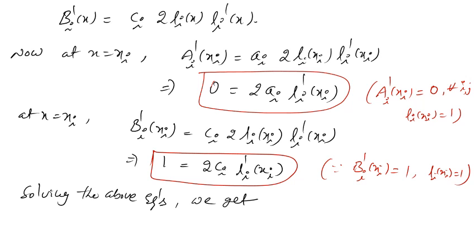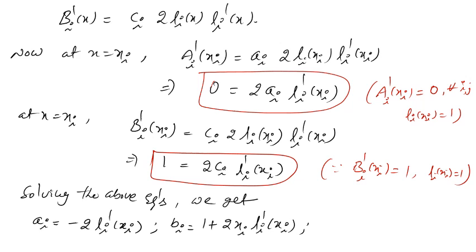Solving the above equations, we get ai equal to minus 2 li dash of xi, this is ai. Bi equal to 1 plus 2xi li dash of xi. Next, ci equal to 1, and di equal to minus xi. These are the conditions. And coming to the conditions, somewhere I made a mistake.